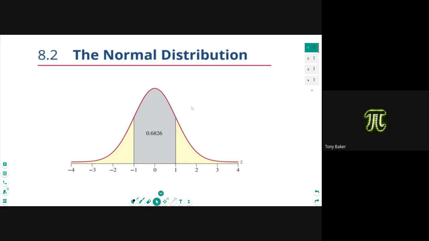So the normal distribution is that nice bell curve that we've seen, or that you hear about all the time. That's what we're going to be looking at.